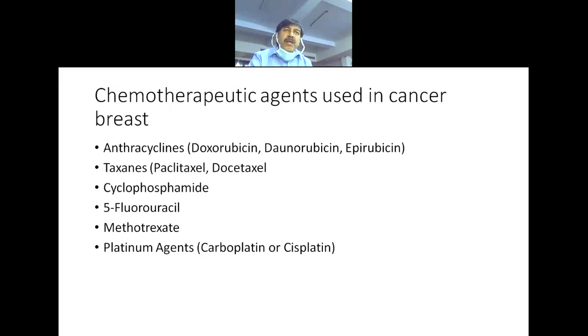Various chemotherapeutic agents used in breast cancer are anthracyclines, that is doxorubicin, daunorubicin, epirubicin. Then another group, taxanes: paclitaxel, docetaxel. Then cyclophosphamide, 5-fluorouracil, methotrexate, and platinum agents.